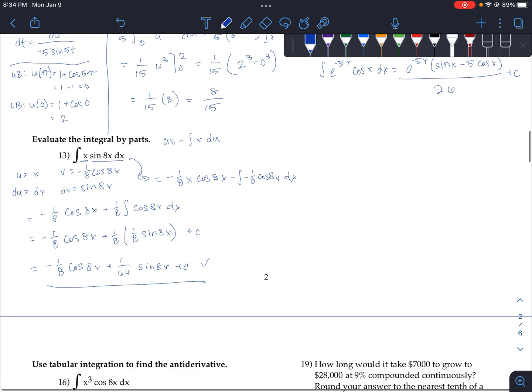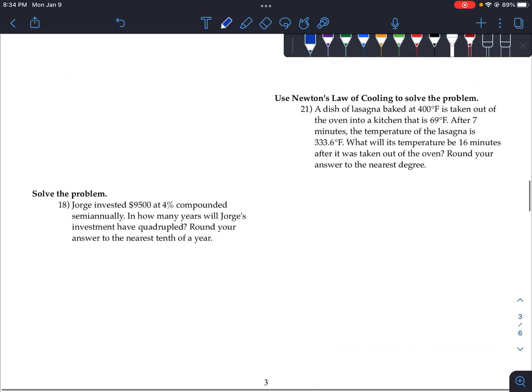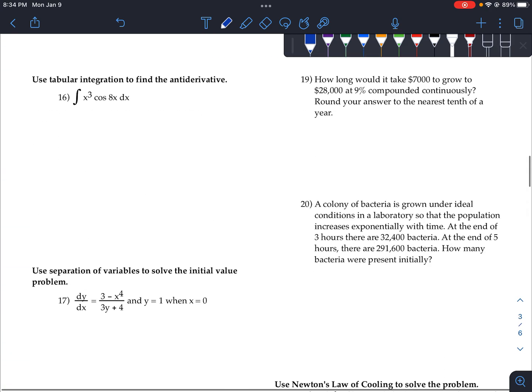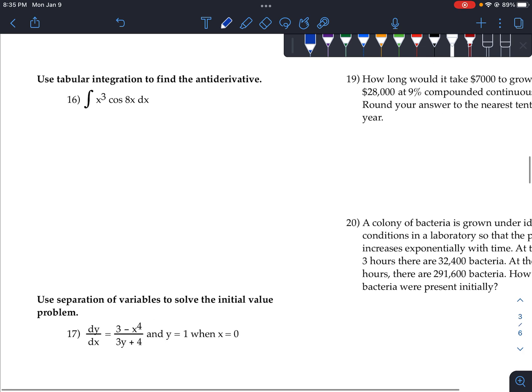Okay, so that one's quite the problem. Alright, this is the last one. We have 2 more pages. Okay, so use the tabular method of integration to find the antiderivative. Tabular method involves using a table.